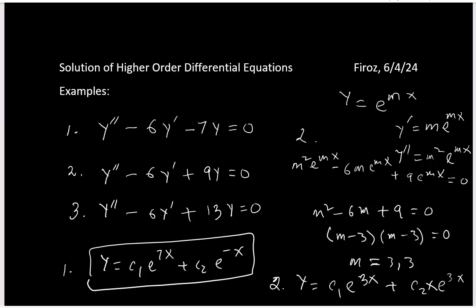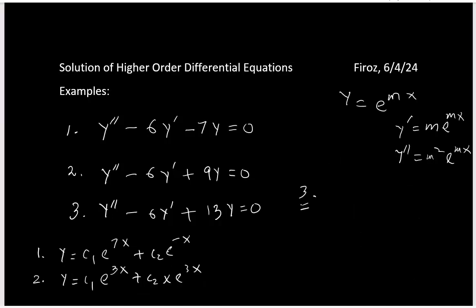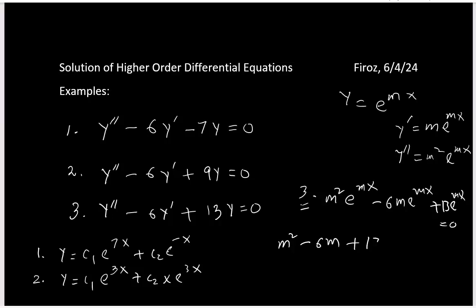So now we'll take you to the third differential equation, where we have complex roots. So you get m squared e to the mx minus 6m e to the mx plus 13 e to the mx equals 0. So then the characteristic equation you are getting now is m squared minus 6m plus 13 equals 0. Now if you try to find the factor pairs of 13, you don't find any pair that will make negative 6 when you add them. So we are using the quadratic formula.